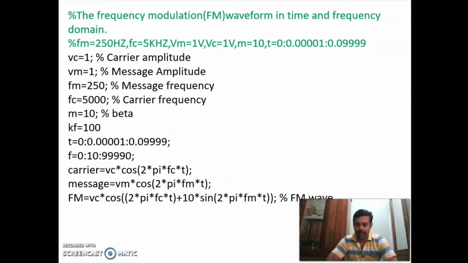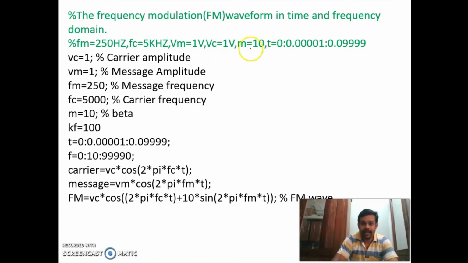You know that for modulation we need two signals, the carrier signal and the message signal. First we are defining the frequency of the message signal, that is 250 Hz. Then the frequency of the carrier signal, that is 5 kHz. Then we take the amplitude of the message signal as 1 volt and the carrier signal as 1 volt. Then we take the modulation index as 10.